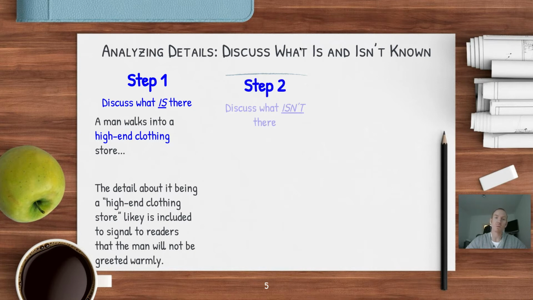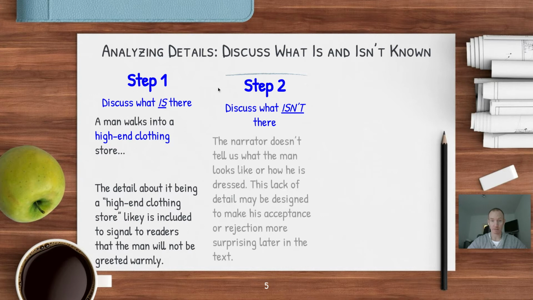Talk about what isn't there. The narrator doesn't tell us what the man looks like or how he is dressed. This lack of detail may be designed to make his acceptance or rejection more surprising later on in the text. Or maybe the author doesn't want us to pay attention to that at that moment. It'll come up later.